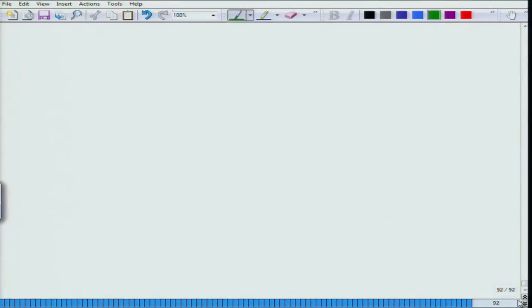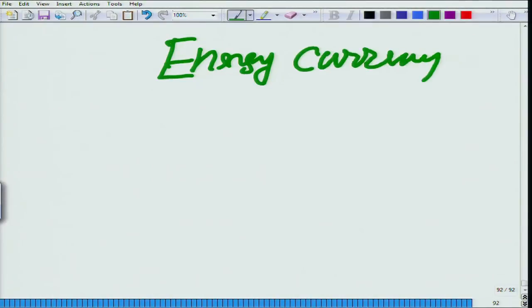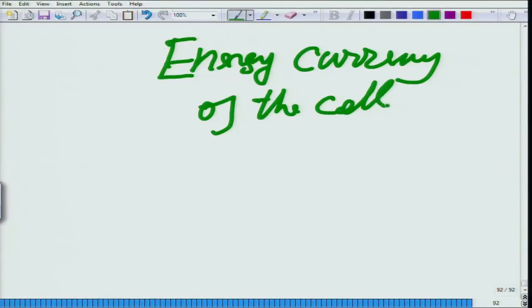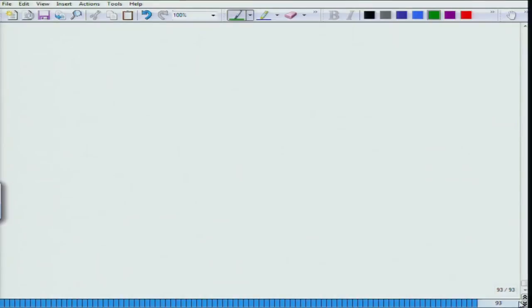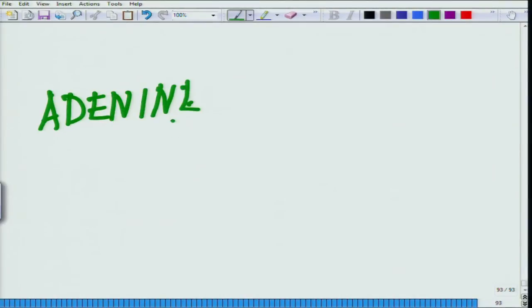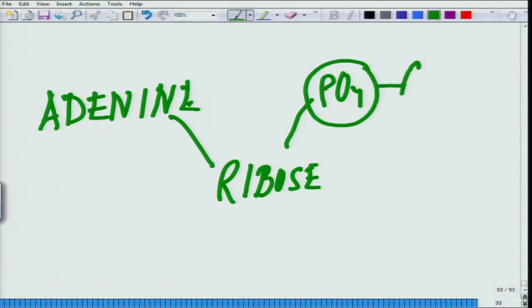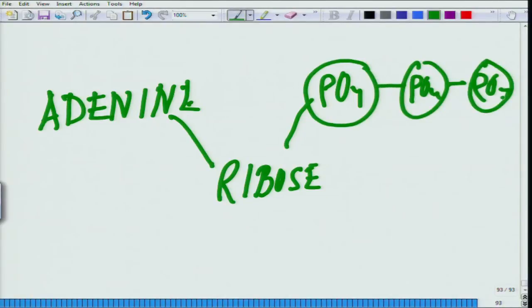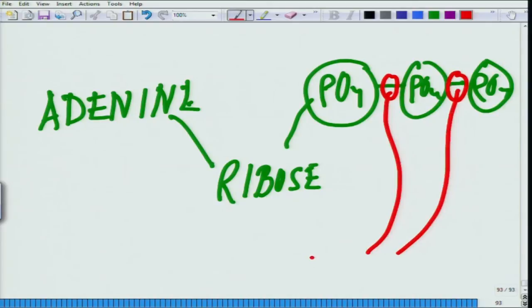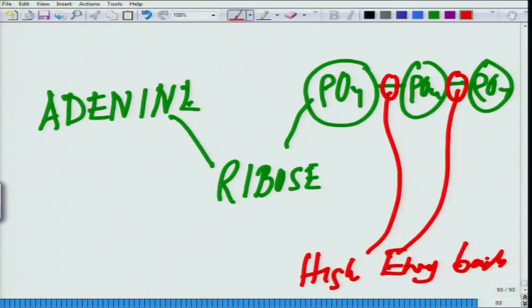And then you have the energy rich molecules, which are the energy currency of the cell, which includes ATP molecules, adenosine triphosphate. You have the adenine base, which is attached to a ribose sugar, and that is attached to a PO4 phosphate group, another phosphate group PO4, and a third phosphate group. These bonds are the most critical ones. These are high energy bonds, and the body uses the bond breaking energy of these bonds for all purposes. This is triphosphate, when there is 1, 2, and 3.